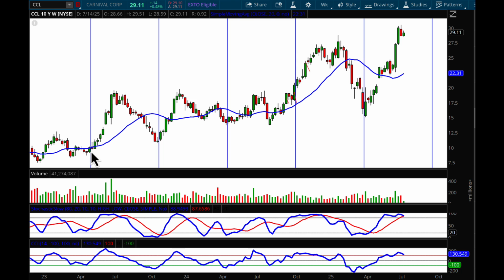Now here, look, you would have bought here, made money. Here you would have made money. Here you would have made money. Here you would have made a lot of money. Here you would have made even more money buying at the beginning of June, putting your stop in place and protecting any profits along the way. So that is how you trade cycles.